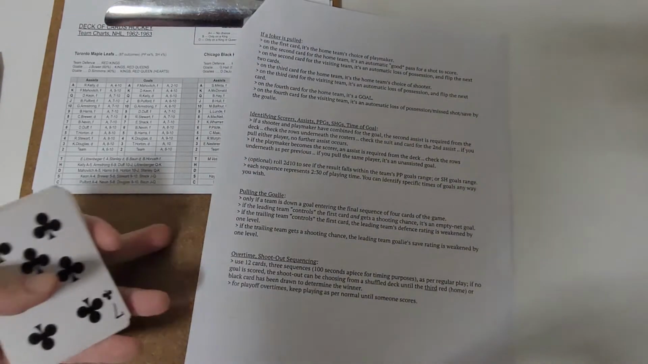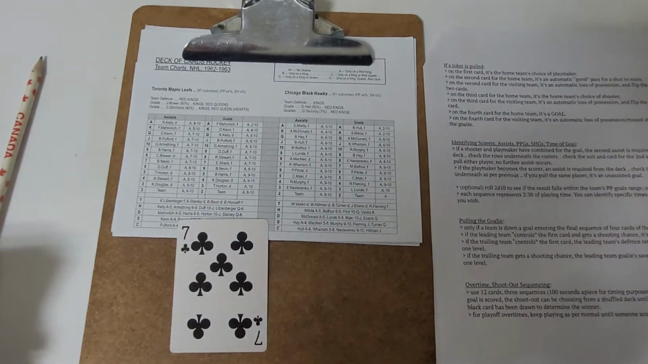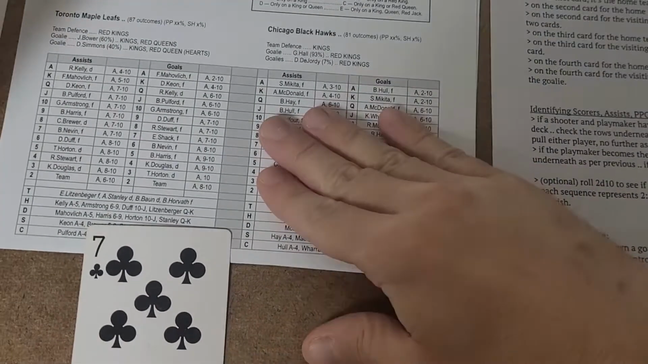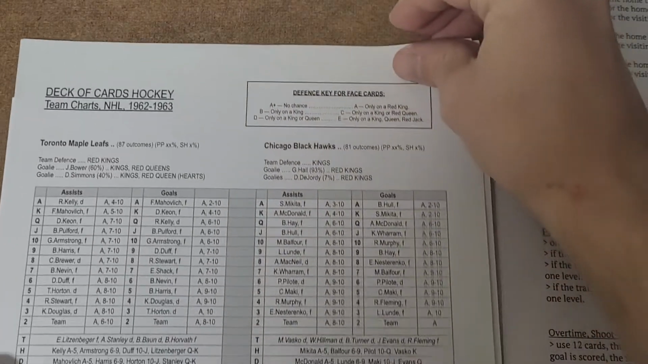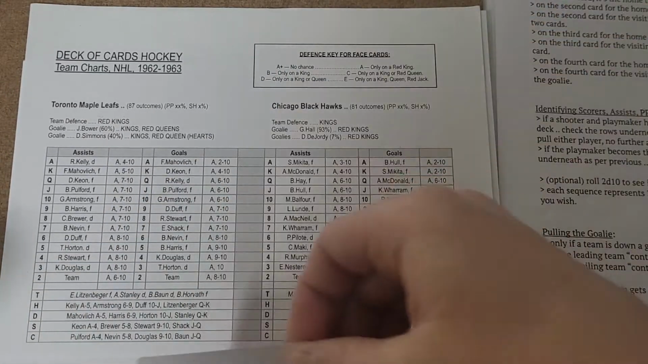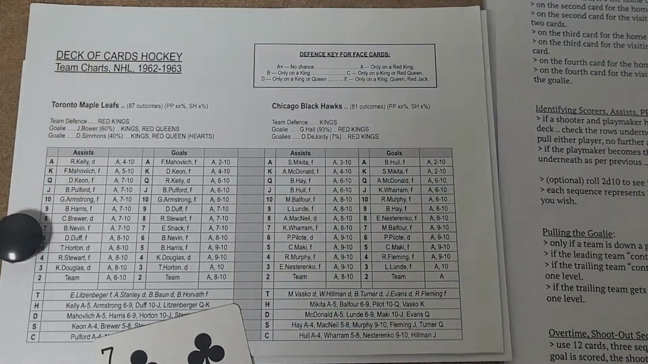So identifying the scores is pretty straightforward, and I'm just going to create some scenarios here. Let's say Toronto's playing Chicago, and let me zoom in a little bit on that. Maybe I'll even take this out. I have New York and Boston in behind. So Toronto and Chicago are playing, and let's say the first card in the sequence of 4 is the 7 of clubs. That would mean I would give the puck, which is over here, to Bob Nevin of Toronto.